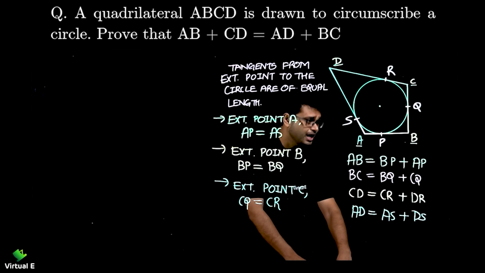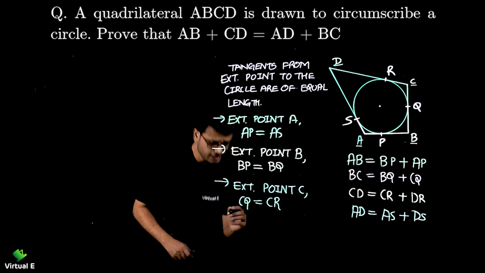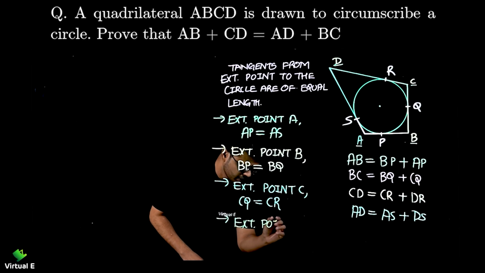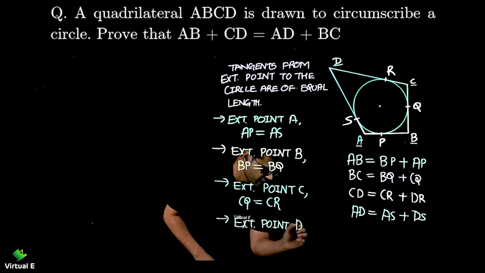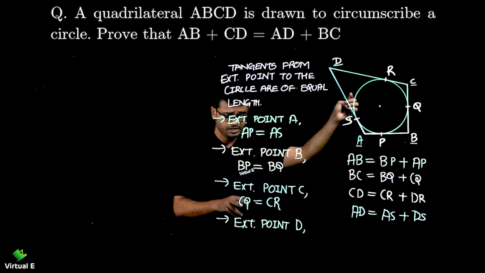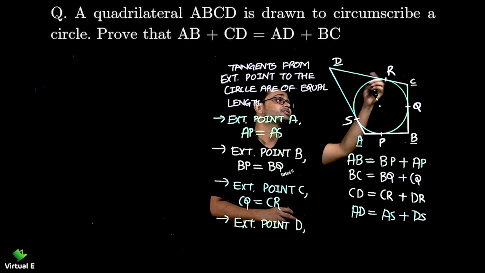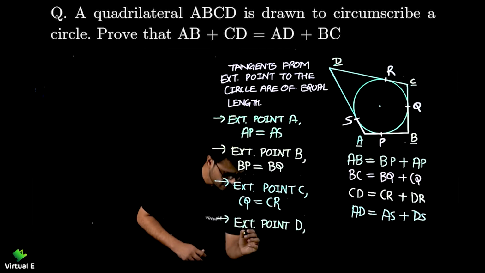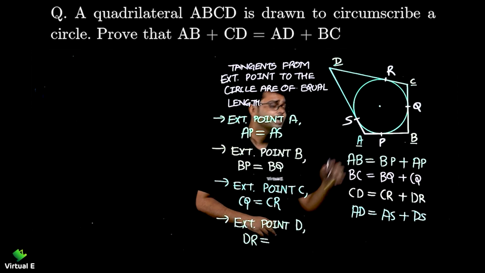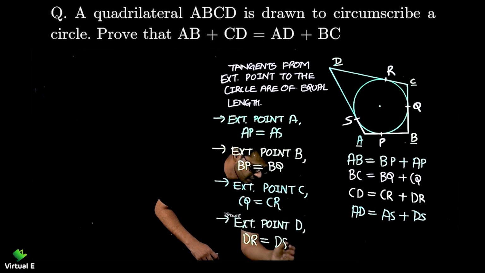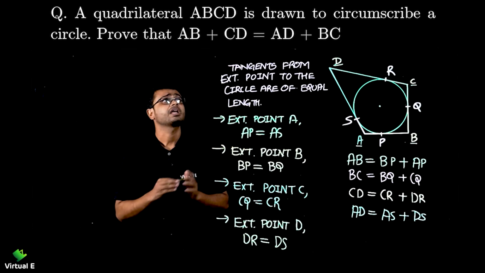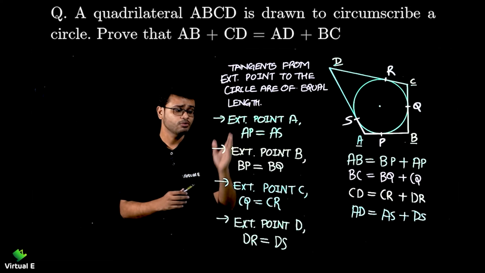Now what's left last, which is external point D. How can I write? DR, yes. Here we had CQ, so it's okay. Let's write DR. DR is equal to what are we going to write? DS. DR is equal to DS. Simple. Now what I'm going to do, I need to get the sum. So I need to add these.